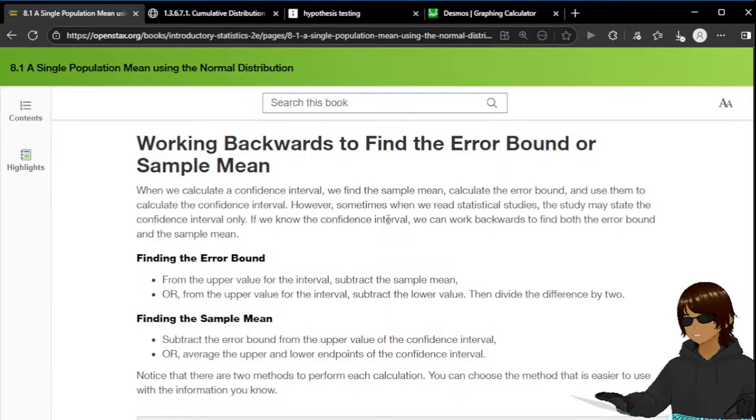Working backwards to find the error bound or sample mean. When we calculate a confidence interval, we find the sample mean, calculate the error bound, and use them to calculate the confidence interval. However, sometimes when we read statistical studies, the study may state the confidence interval only. If we know the confidence interval, we can work backwards to find both the error bound and the sample mean. Finding the error bound: from the upper value of the interval, subtract the lower value, and then divide the difference by 2.